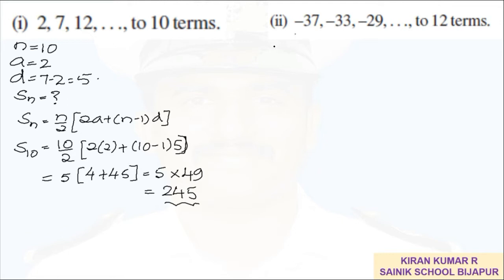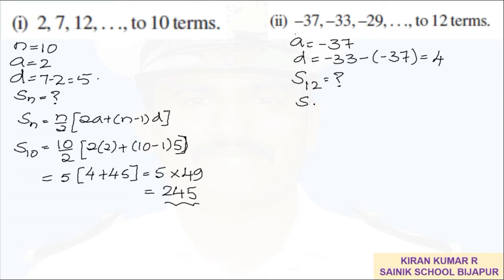Let's see the second question. Here all the terms are negative. It is like a decreasing type of arithmetic progression. Here the first term is minus 37. Common difference is second term minus the first term, so it becomes minus of minus 37. The result is 4. So the sum of 12 terms we need to find.